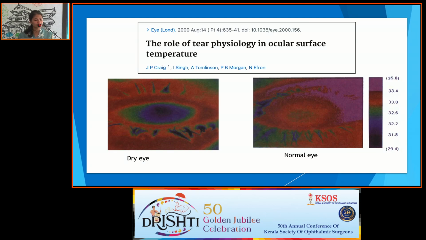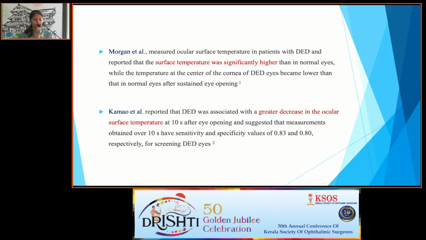A study done by Craig et al. showed that thermography in a dry eye person is more variable compared to a normal eye. You can see that the color code is more uniform in a normal eye compared to the dry eye patient. Similarly, a study done by Morgan et al. showed that the surface temperature was significantly higher in a dry eye patient. It's probably because of the congestion, and that the center of the cornea in a dry eye patient became much lower than a normal eye. That's probably because the evaporation rate is higher.